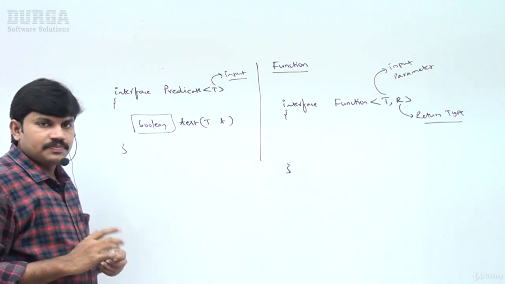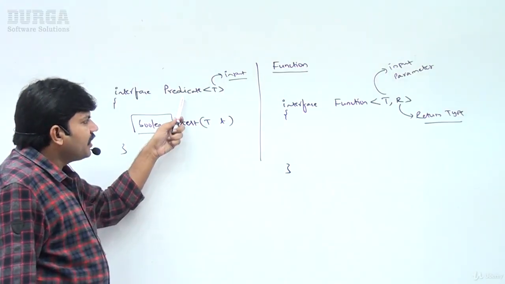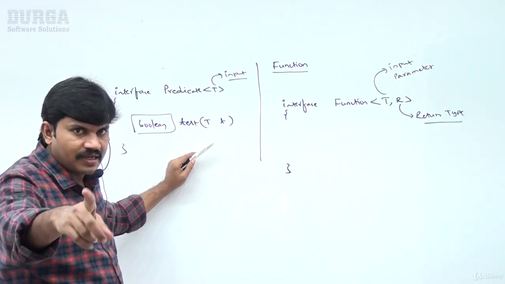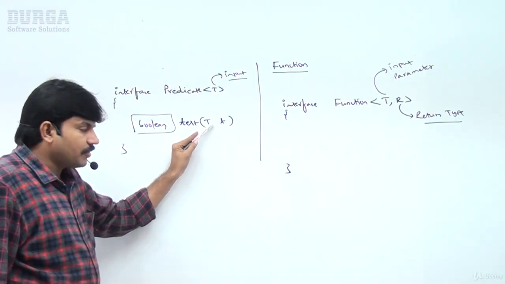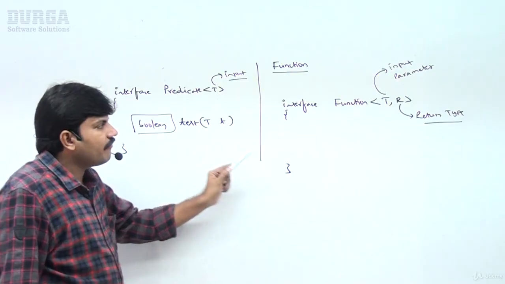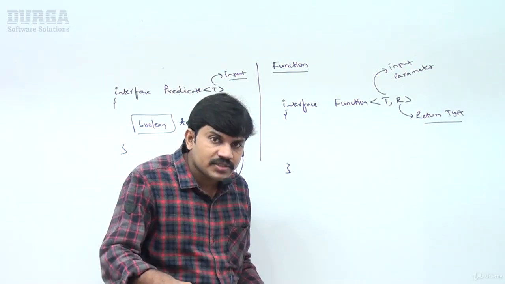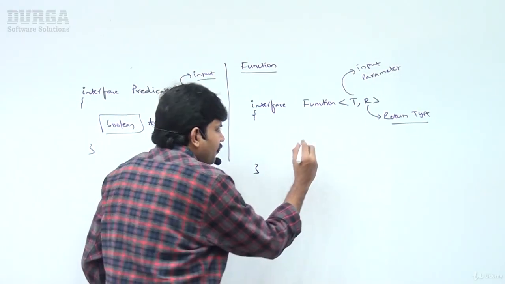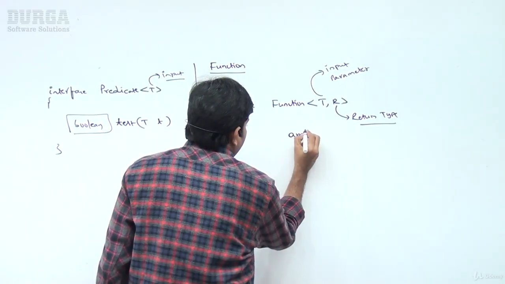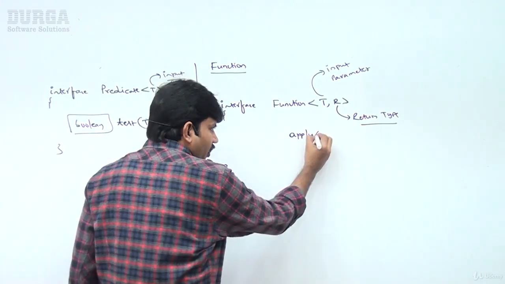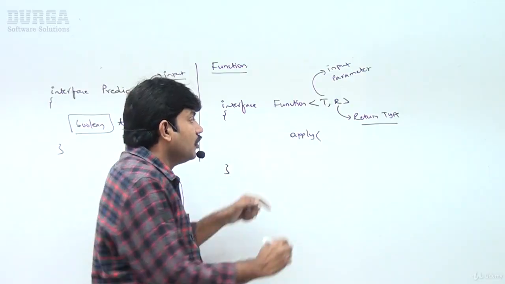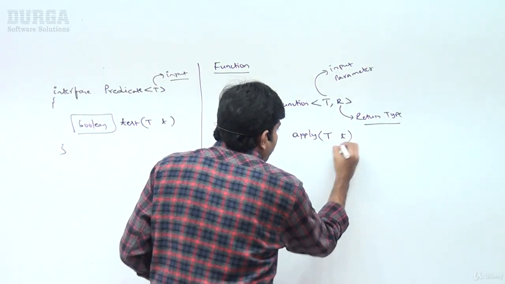Next, sir, Predicate contains one method. What is that method, sir? Test. This test method can take some argument and return a Boolean value. In the same way, Function contains one method. What is that method? What is the method name, sir? Can you spell it out? Apply. Apply this function, apply this function for this input argument.